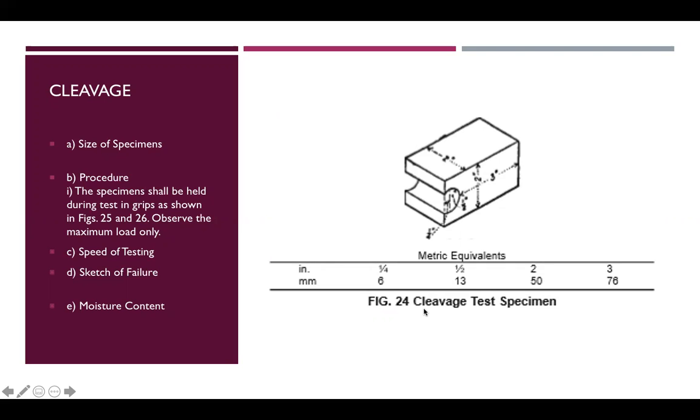So for the procedure, the specimen shall be held during the test in grips as shown in the figure here, and observe the maximum load only. For the speed of testing, it would be applied continuously throughout the test at the rate of motion of the movable crosshead of 0.10 inches or 2.5 millimeter per minute. So for the sketch of failure, failure shall be sketched on the data sheet also. So for the moisture content, one of the pieces remaining after failure, a cross-section split on the surface of failure, shall be used as the moisture specimen.